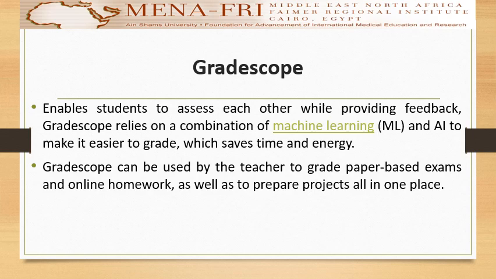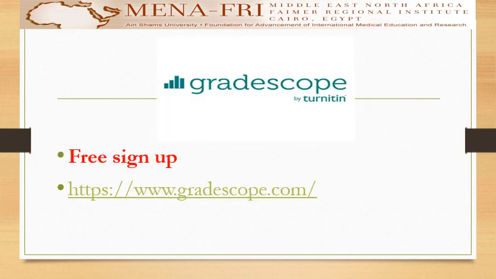Number one, Gradescope. This tool enables students to assess each other while providing feedback. Gradescope relies on a combination of machine learning and artificial intelligence to make grading easier, which saves time and energy. Gradescope can be used by the teacher to grade paper-based exams and online homework, as well as to prepare projects, all in one place. You can use this link for the Gradescope tool.